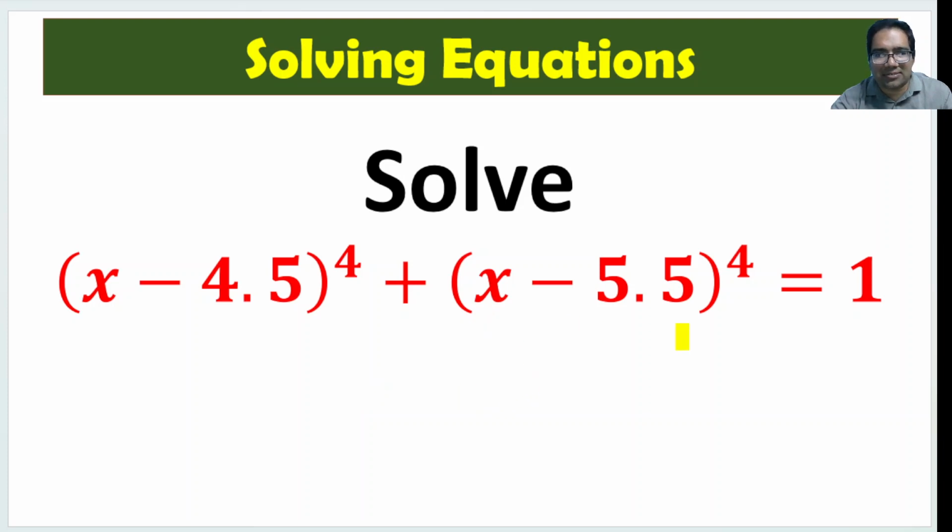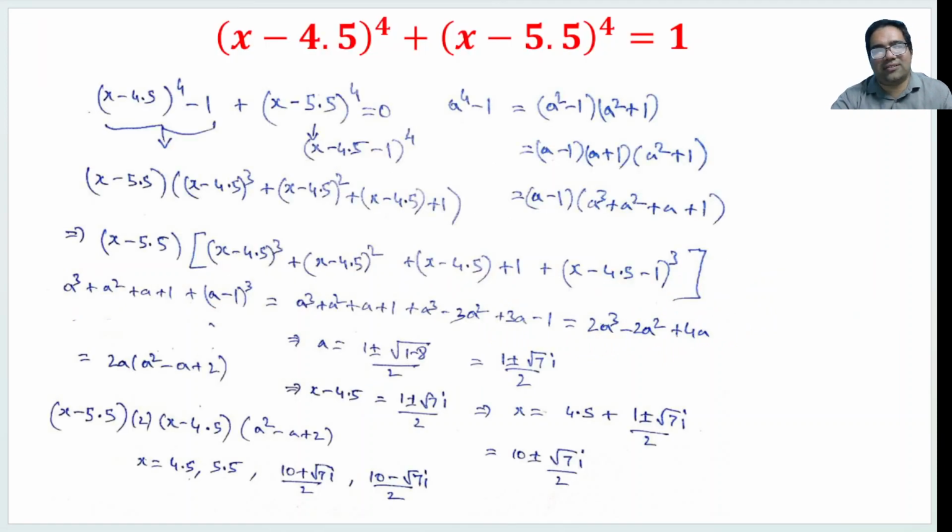We can write this x minus 5.5 as x minus 4.5 minus 1. Right? Let us use that. Let us take this equation and bring this 1 to the left side. So this equation becomes (x - 4.5)^4 - 1 + (x - 5.5)^4 = 0. Just that we rephrase the equation.